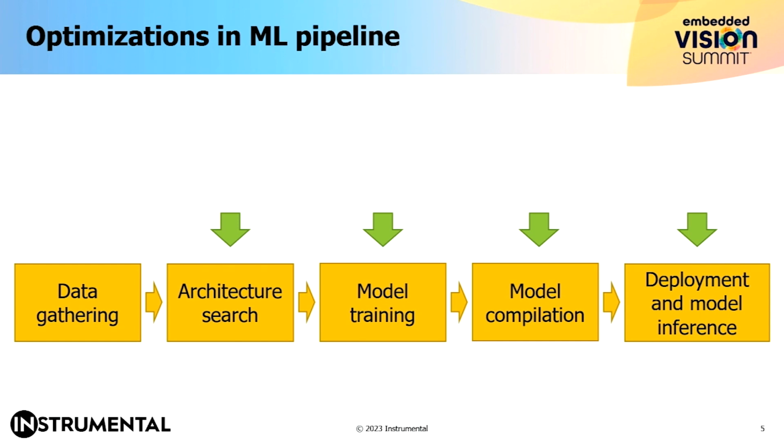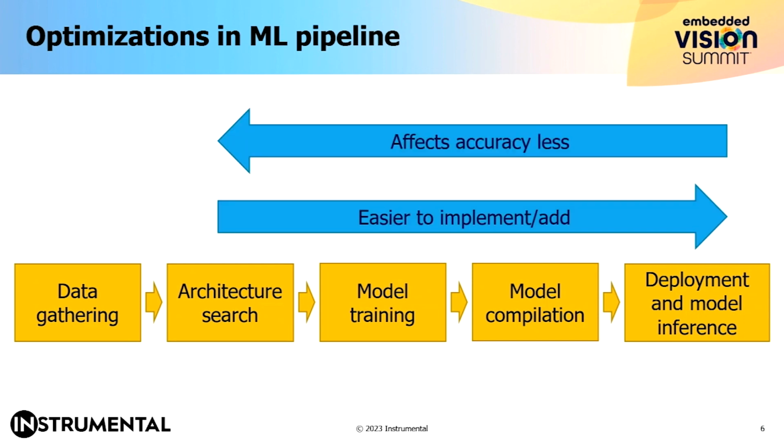Optimizations in this process can be introduced on different levels. And depending on the type of the optimization, it will be present on a different step. A rule of thumb is that if you can introduce optimization early in the process, usually it affects accuracy less, but it may be harder to implement compared to something where you apply it on an already pre-trained model.